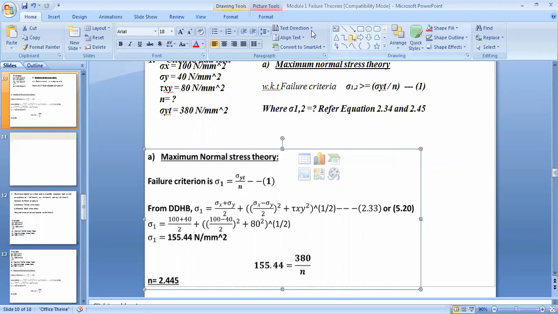Substitute that value into equation 1. Sigma 1 we know, sigma yt also we know. Then we go for calculating the factor of safety. Get how much factor of safety you get. Please check. Write the formula, the substitution, then go for calculation. Check the answer whether it is right or wrong.